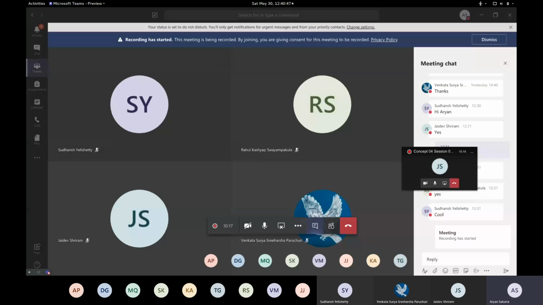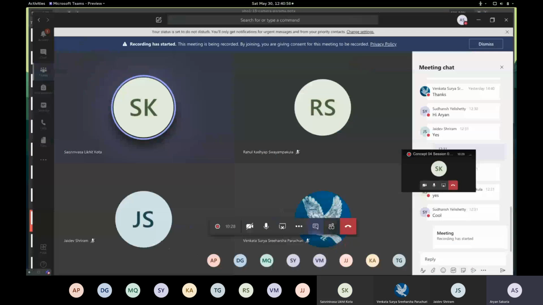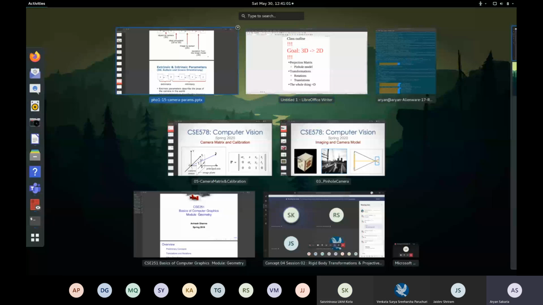If there are no questions, then I will proceed. Oh, quick question. Can you explain what intrinsic and extrinsic parameters are again? All right, fine. So where did this go?